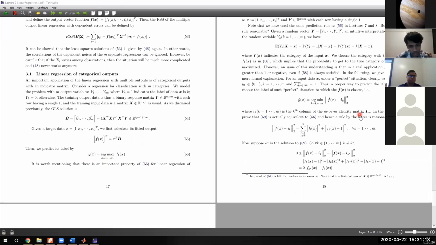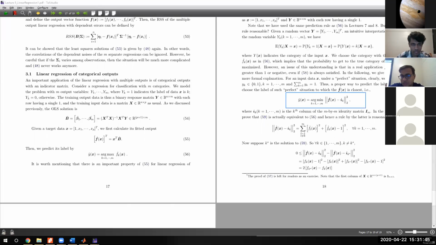So is there a better way to really strictly define it, to defend this decision rule? And yes, there's a very strong and very proper way. And here we go. Let's consider this. Let Ik be the k-th column of the identity matrix. So you know what Ik is? Ik is everything 0 except for the k-th element. Ik is a vector.